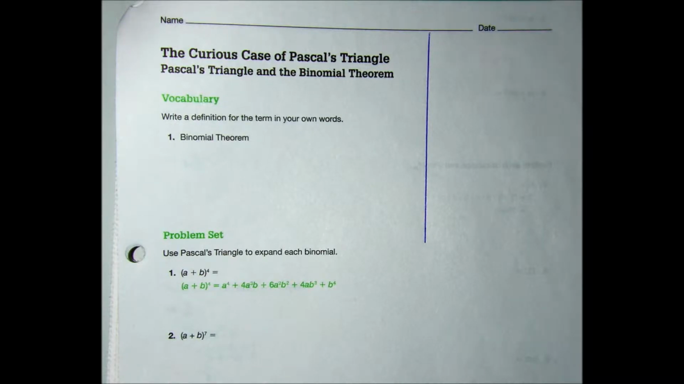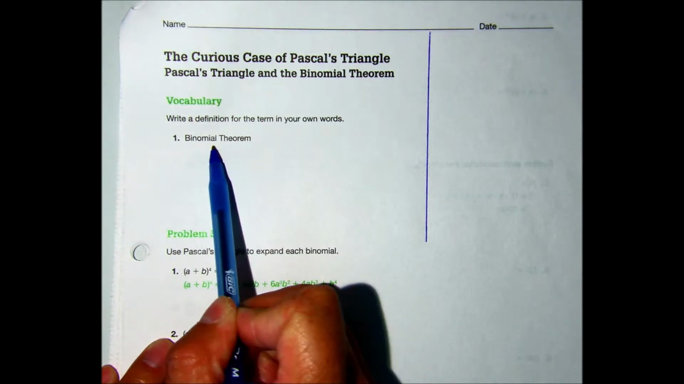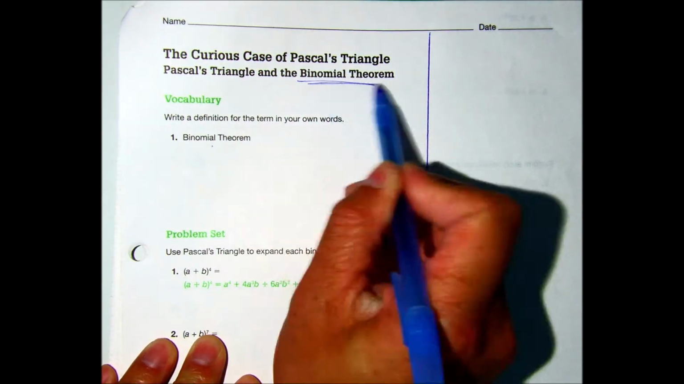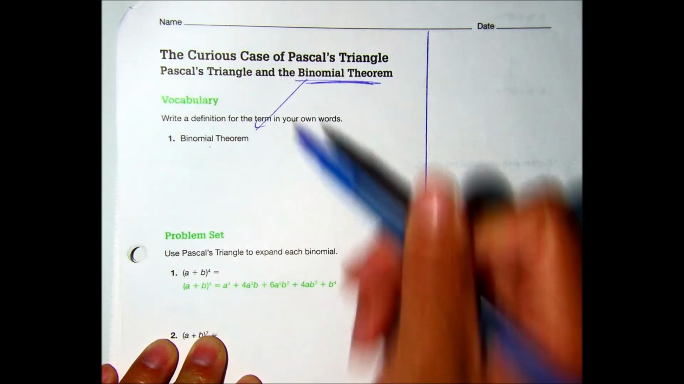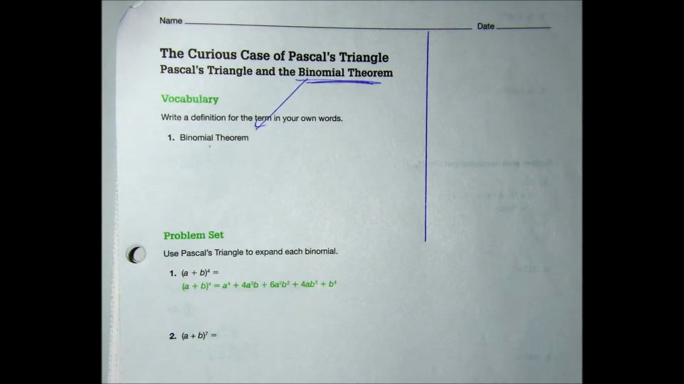So let's go over our skills practice 6.7. I'm going to talk to you guys about the binomial theorem, and we'll see how complicated that looks, and then we'll just use Pascal's triangle. So what is the binomial theorem?